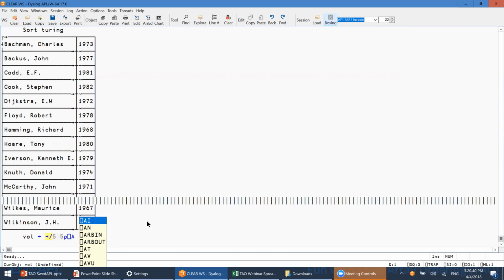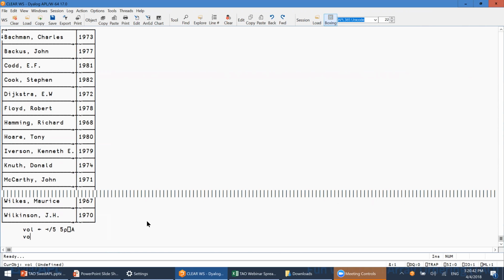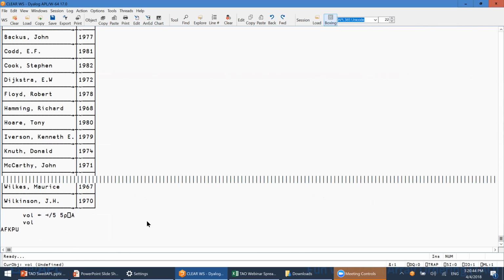So I find that these are some good cutoffs. So we're going to have all the Turing Award winners that begin from A up until before F, and from F up until before K, and from K up until before P, and the last volume is going to be U to the end of the alphabet. So we're going to categorize them, and for that we're going to use this iota underbar.